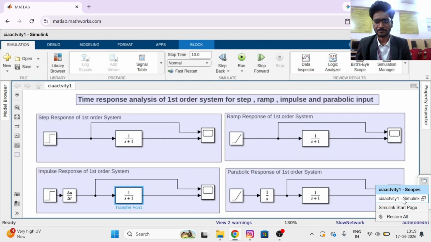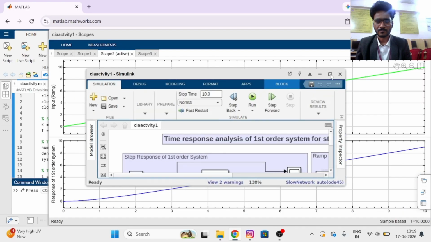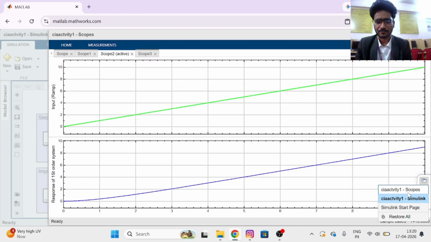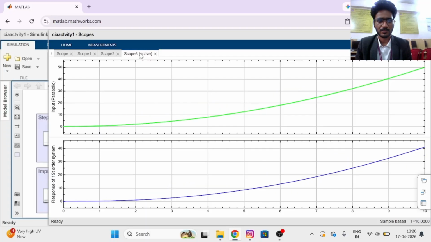Next is the parabolic response of the first order system. We all know that there is no actually parabolic function available in this system, but when we give this signal to the integrator, that is, when we take the integration of the ramp function, then we get the parabolic function, and when this input is connected to the transfer function via scope, then we are getting the output as the scope 3 is mentioned for the parabolic.